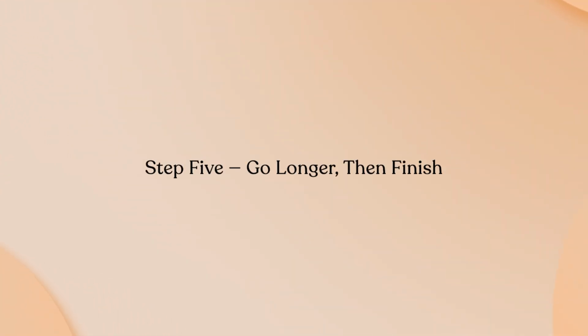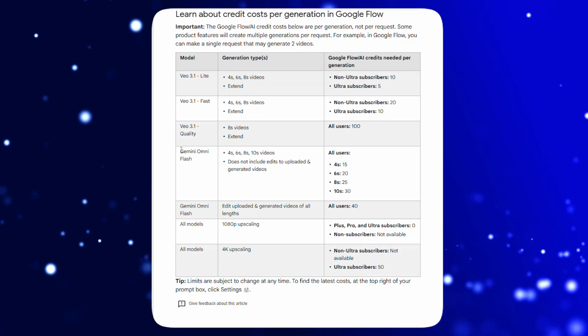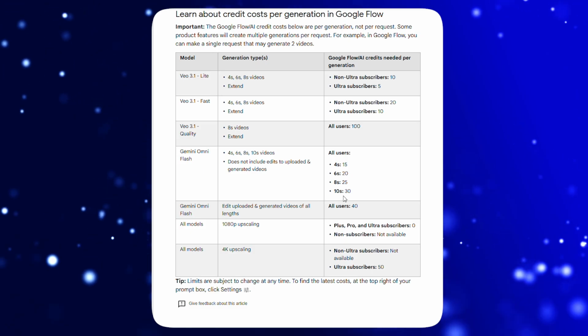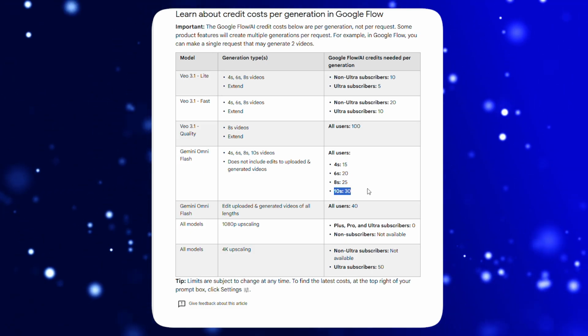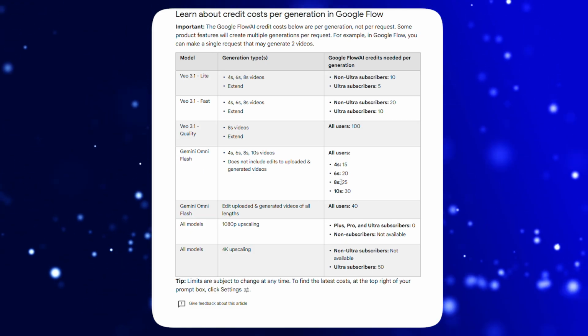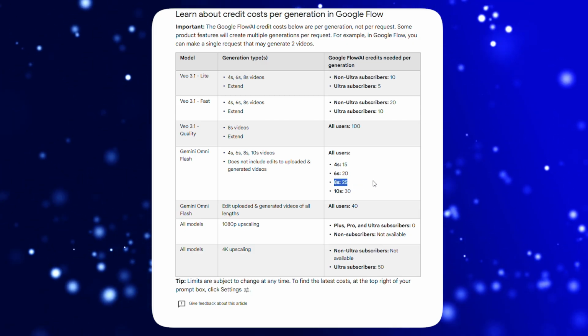Step 5. Go longer, then finish. Need more than the default? Jump into advanced settings and bump the length up to 10 seconds. That's Omni's max, and it'll cost 30 credits versus 25 for 8.